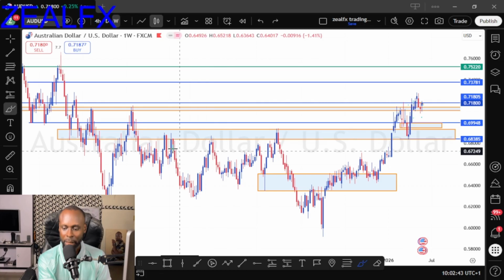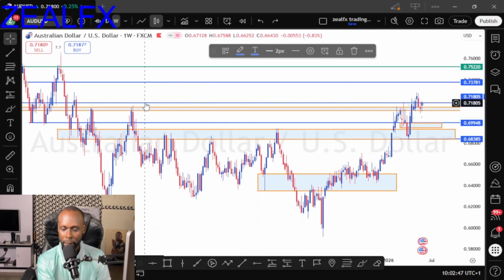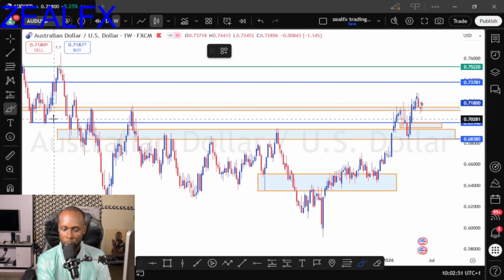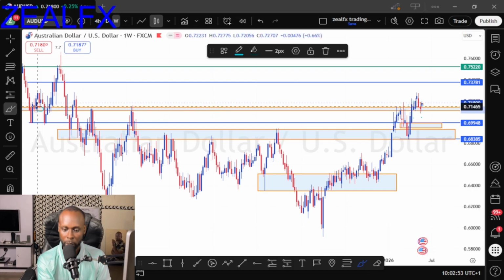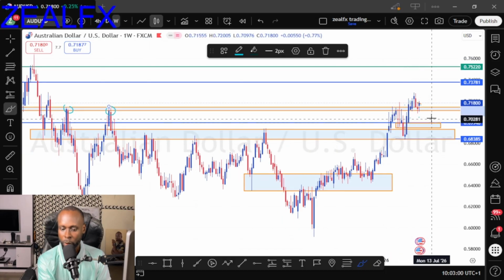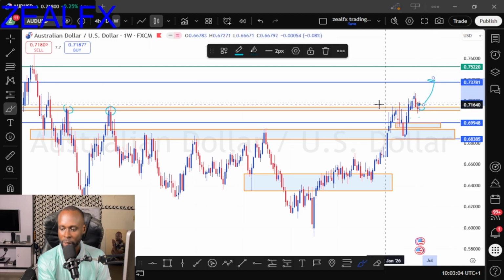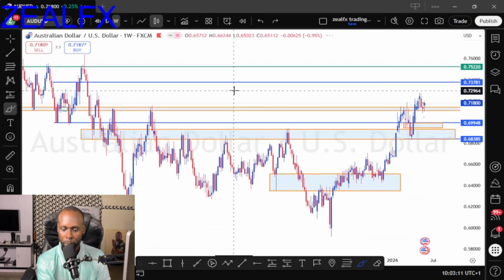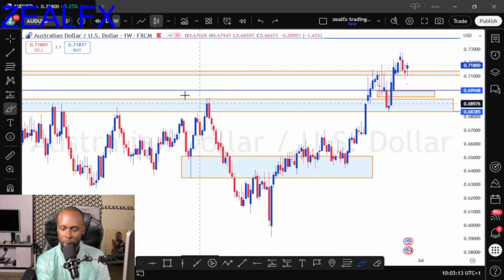We can clearly see that price rejected from these support levels, which is this previous support, these support levels, this support level. They are all strong support levels that price rejected from. So long as price rejected from this level, we're expecting price to move to this next resistance level on the weekly time frame. So we're expecting the Australia USD to keep pushing higher this coming week.